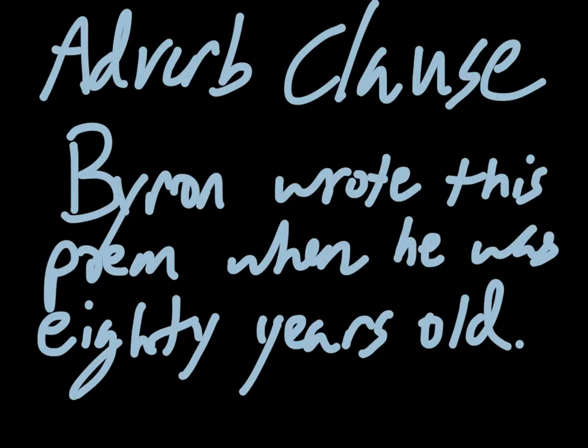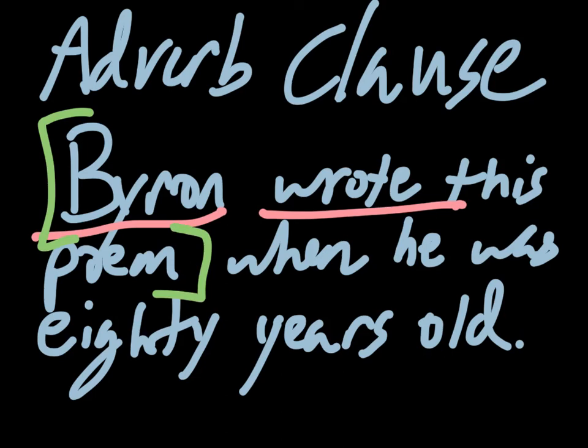Alright, so here's an adverb clause. We have Byron wrote this poem when he was 80 years old. Okay? So we can say, where's the verb? Well, we got wrote. Okay? Subject, Byron. Byron wrote this poem. Boom. That's a complete sentence. We could, for instance, end it right here. That is enough for it.